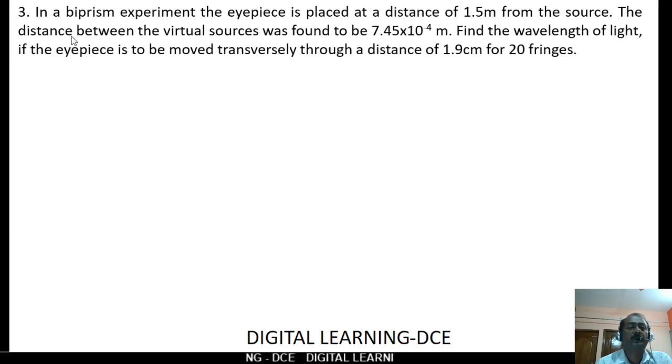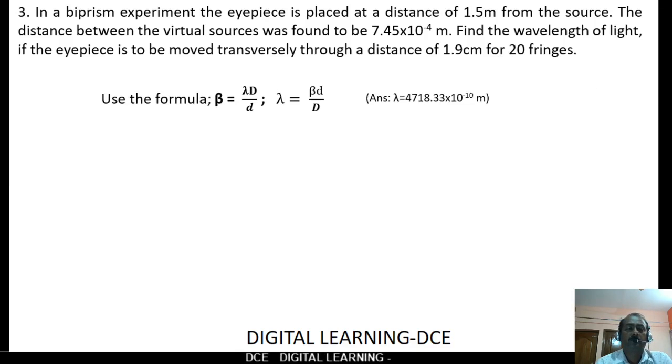Next problem is: in a biprism experiment, the eyepiece is placed at a distance of 1.5 meter from the source. The distance between the virtual sources was found to be 7.45 into 10 to the power of minus 4 meter. Find the wavelength of light if the eyepiece is to be moved transversely through a distance of 1.9 centimeter for 20 fringes. For this one, it is also based on the biprism experiment. You can use the fringe width formula beta equals lambda D upon d.